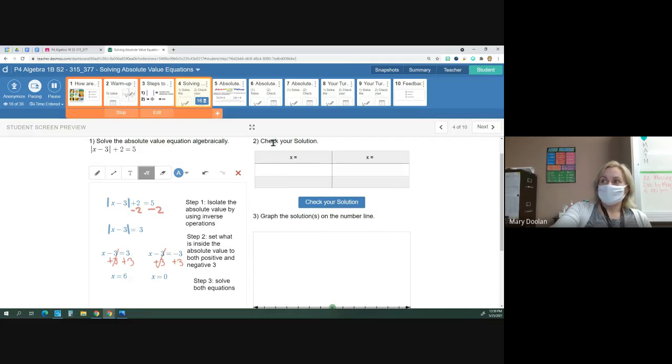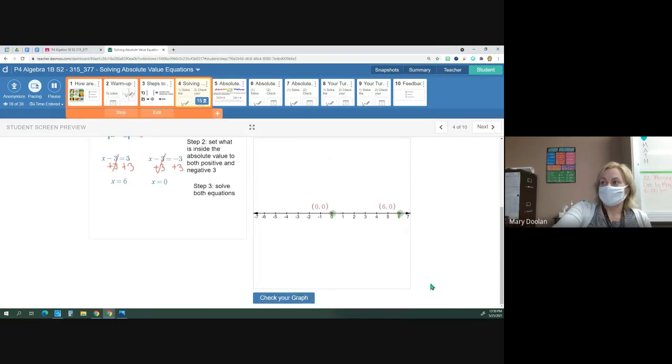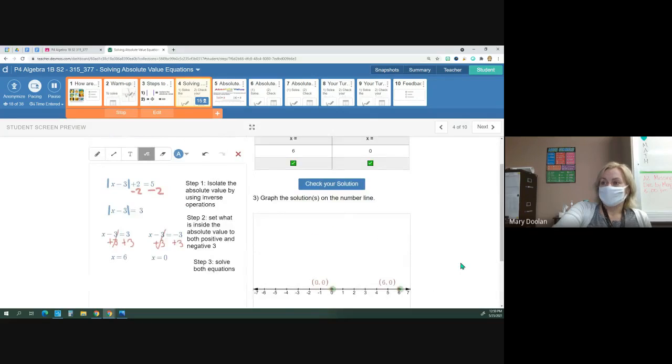So now you can come to this check your solution part and type in your two answers of 6 and 0, and then see, it'll tell you if you're right or wrong. Green check is good. Red X is bad. And then graph the solutions on the number line. So where are 6 and 0 on this number line? Well, there's already a point here at 0. We're going to put another one here at 6. And then those are the solutions, and you can check it. Yep, that's it.